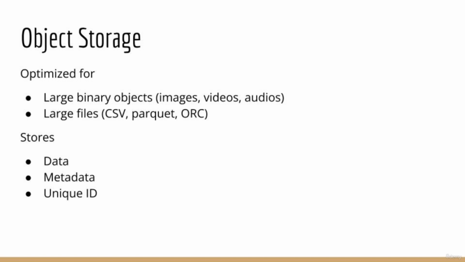The next non-relational data type is object storage. Object storage is optimized for storing and retrieving large binary objects such as images, files, video and audio streams, large application data objects and documents, and virtual machine disk images. Large data files are also popularly used in this model, for example, delimited files such as CSV, Parquet, and ORC, and object stores can manage extremely large amounts of unstructured data. The data store stores data, some metadata, and a unique ID for each file.